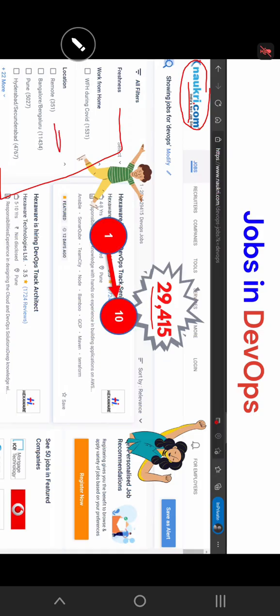Every job post may be looking for 1 to 10 professionals. They might be building a whole new team. 1%, 2%, 4%, 5%, 10%, right? And Naukri.com is not the only one. We have LinkedIn, Indeed, Glassdoor, many portals, Shine, right?